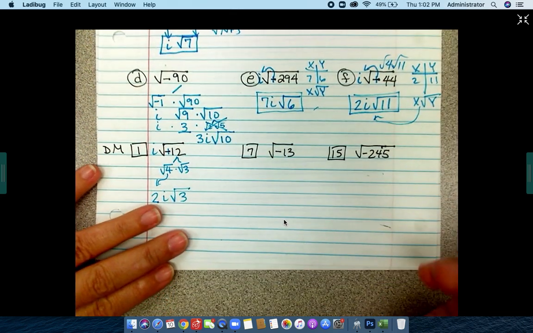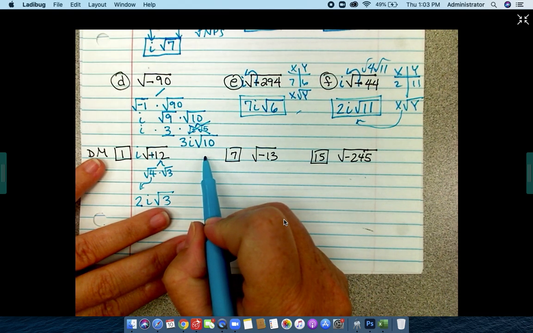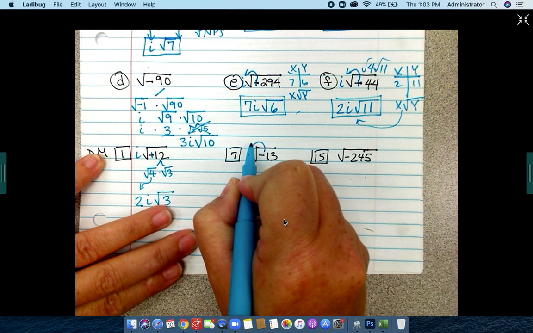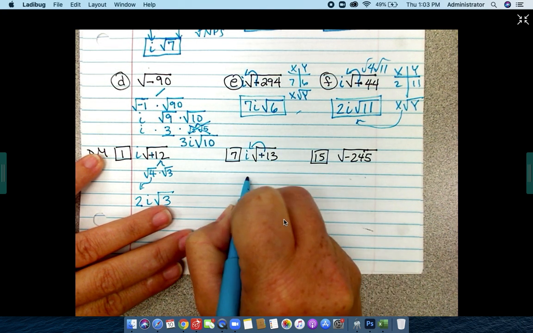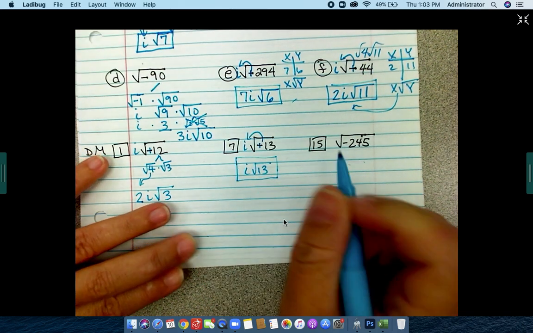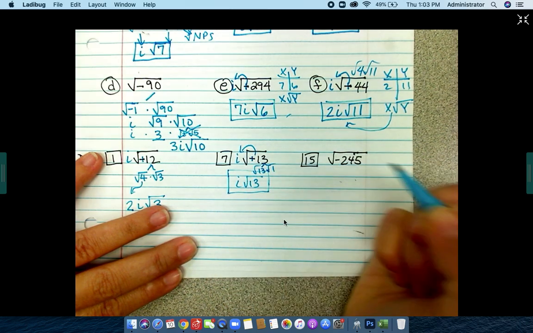If you are still listening, put your initials beside number 7 over here in your notes. Just write your initials. For number 7, all I have to do is put the i out front, and I should have i square root of 13, because I can't simplify that. 13 is just 13 and 1. Square root of 1 is 1.